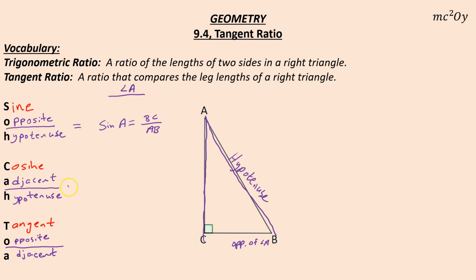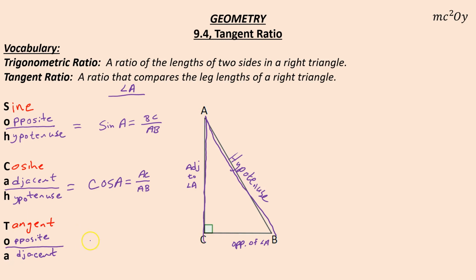When I'm dealing with the cosine of angle A, so once again, I'm dealing with angle A. If this is the opposite of A, that means this side has to be the adjacent side to A. Okay, adjacent to angle A. Adjacent means next to, okay? Next to angle A. The leg next to angle A, or attached to angle A here, is AC. So it's adjacent, AC, over the hypotenuse, AB.